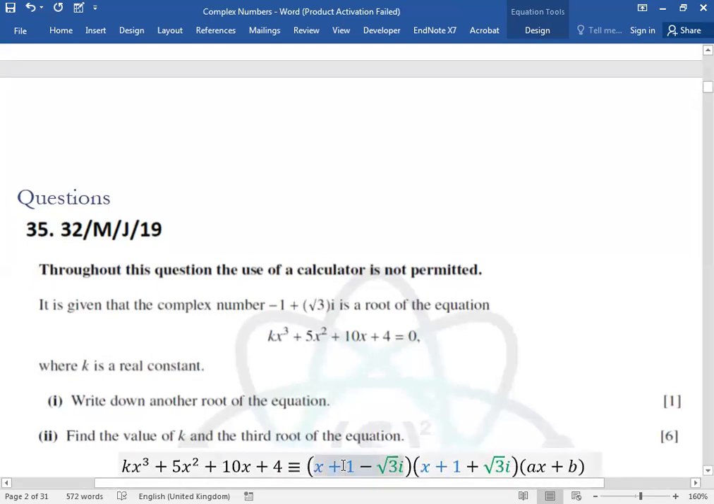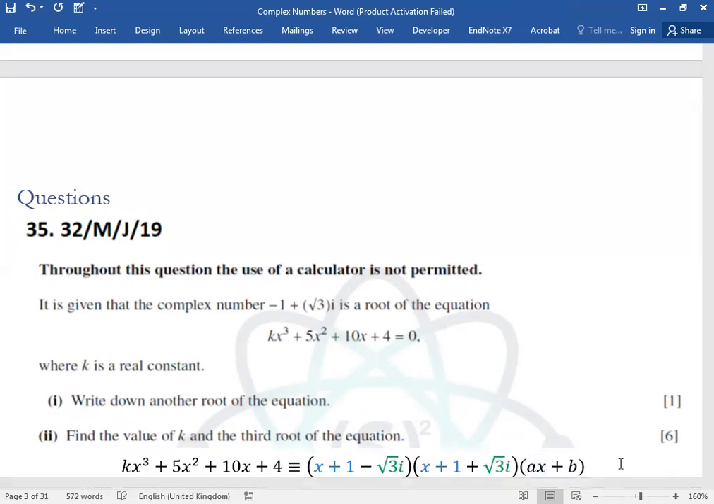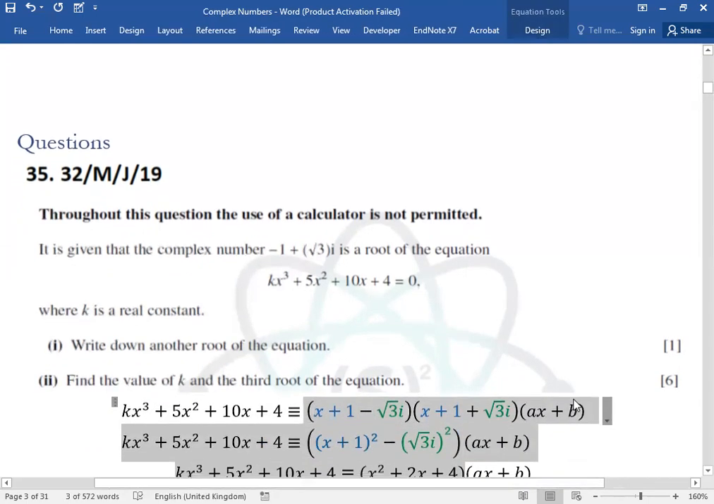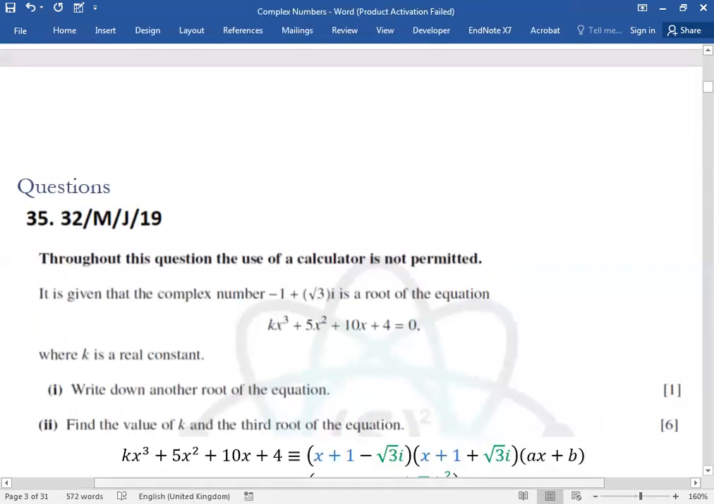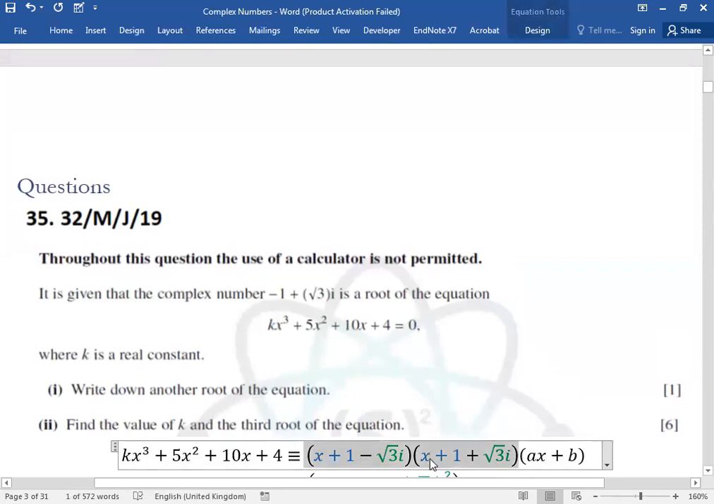The factor will be x plus 1 minus under root 3 iota. And the other factor will be x plus 1 plus under root 3 iota. And the third factor will be a linear factor, which I am writing as ax plus b. Now, there are many ways to do this. You can either expand this entire thing, which you will eventually have to do, and then compare the coefficients, okay? You know these are the two factors, agreed? And the polynomial is cubic. The polynomial is cubic. The root is x is equal to -1 plus under root 3 iota, right? So what will be the factor?